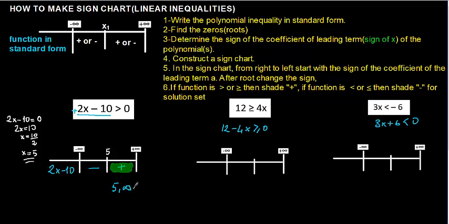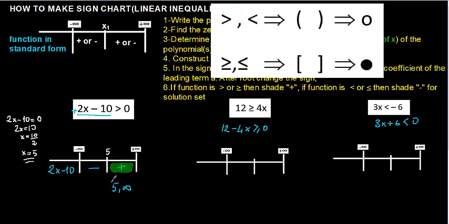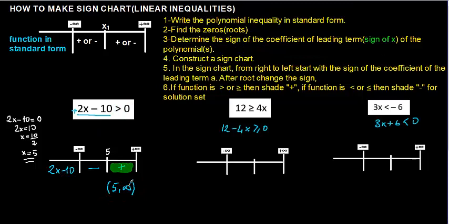I have to decide about the closed parentheses or open parentheses, which means 5 is included or not included. 5 is not included because it is greater than. When we have greater than and less than, the critical point or the 0 is not included. Infinity is always open. 5 is not included because the sign is greater than. That's why this is the solution interval.